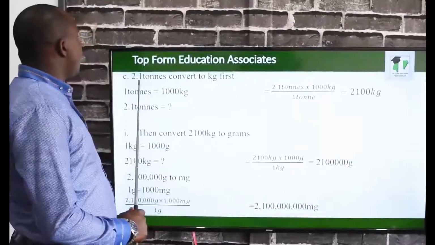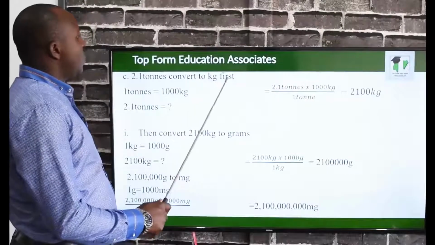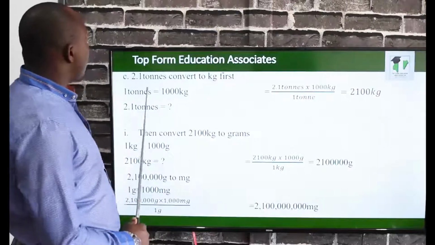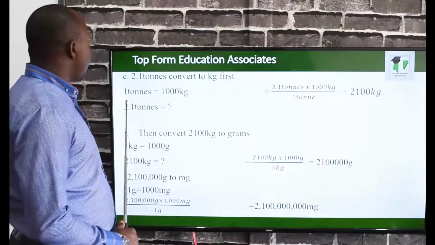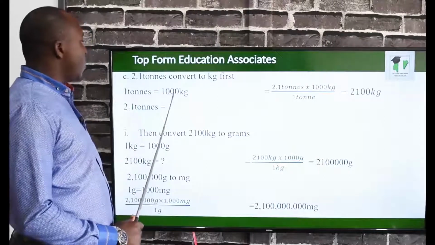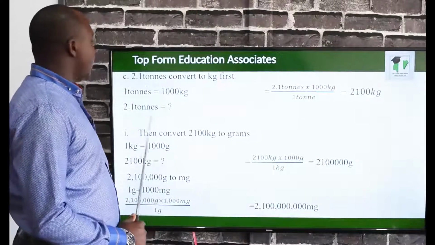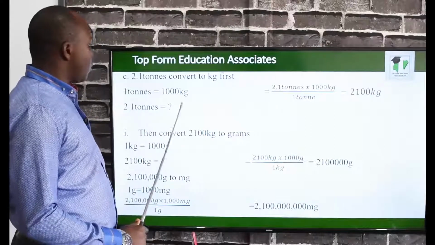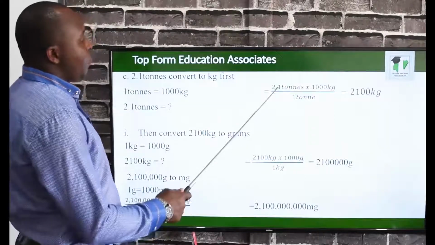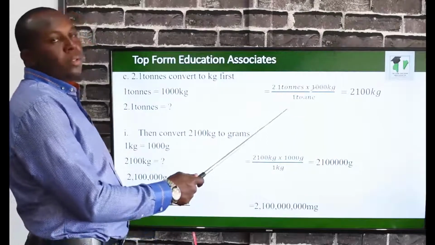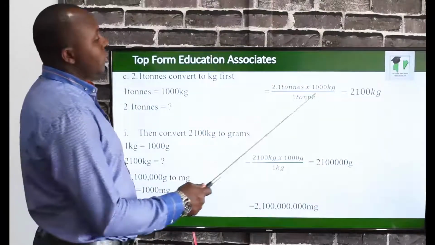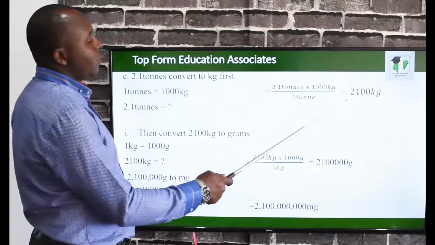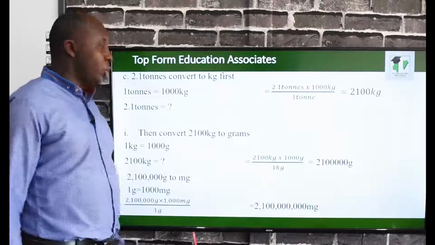So the next one is 2.1 tons, convert to kg first. We want to convert 2.1 tons to kg. 1 ton equals 1,000 kilograms. So 2.1 tons equals, or no, we cross multiply. 2.1 tons times 1,000 kg over 1 ton. Ton will cancel ton. So 2.1 times 1,000 gives me 2,100 kg.